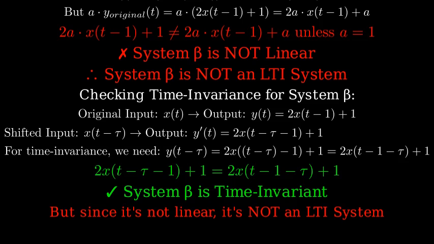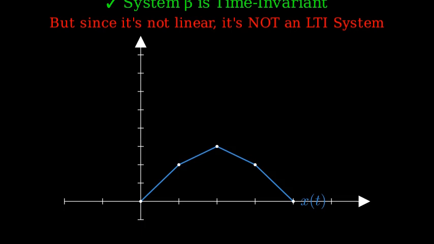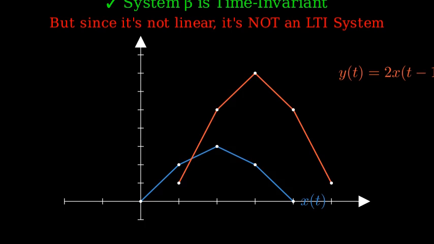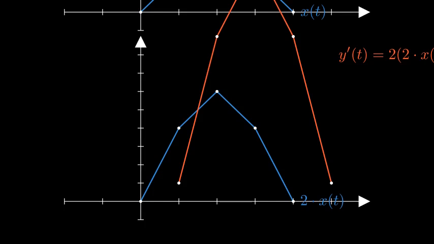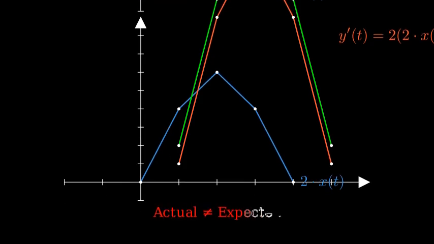Let's visualize why system beta is not linear with a simple example. Consider an input signal x of t that looks like this. The system shifts it by 1 unit, scales it by 2, and adds 1, giving us this output y of t. Now, if we scale the input by a factor of 2, we get this new input signal. The system again shifts, scales, and adds 1, giving us this actual output. But if the system were linear, the output should have been a simple scaling of the original output, which would look like this. Comparing the two, we see they are not the same. This confirms that system beta is not linear due to the constant term +1.